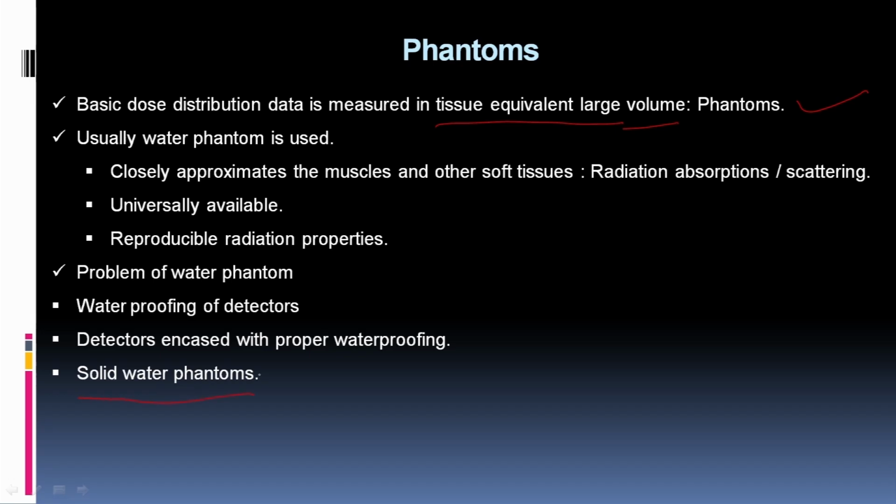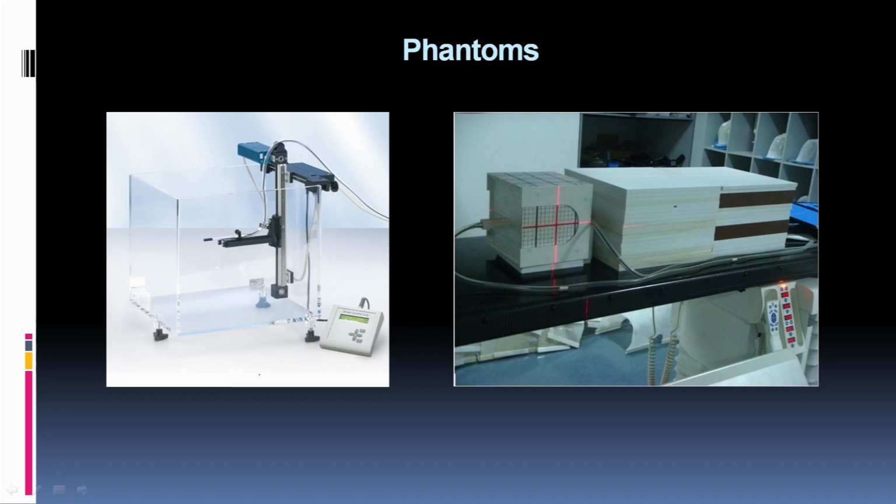So, this is all about phantoms. We generate or measure the basic dose distribution in tissue equivalent and in large volumes of phantoms. They are known as phantoms. So, you must understand why water is used and what the problems of using water as a phantom material are. Here are two kinds of phantoms in this slide.